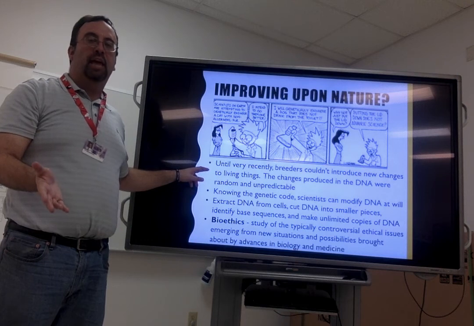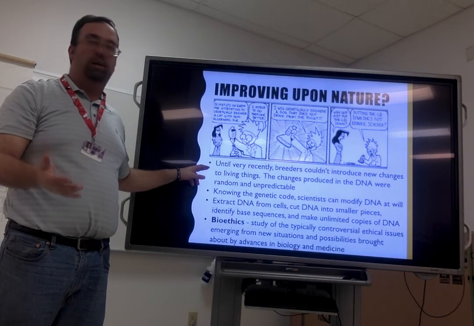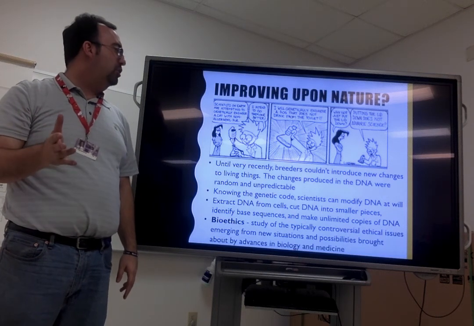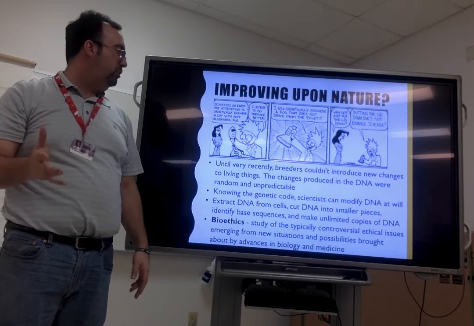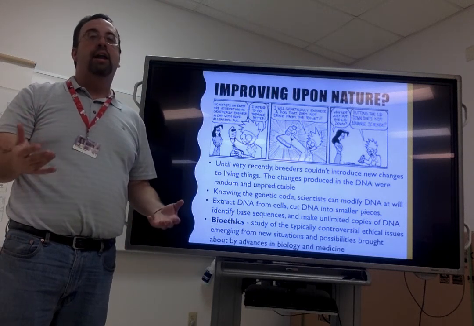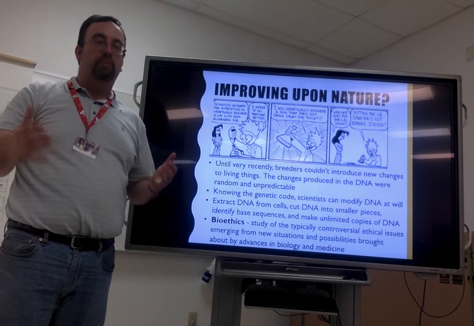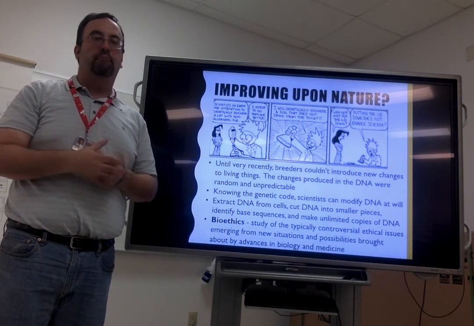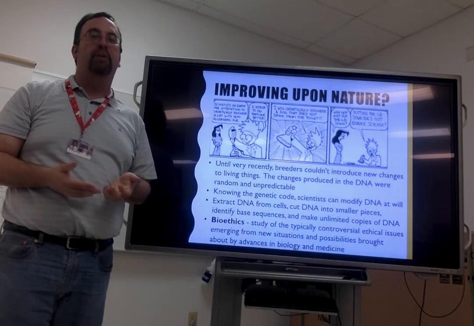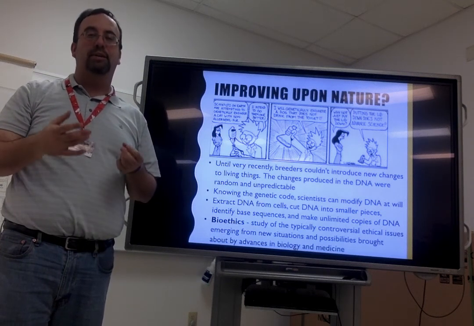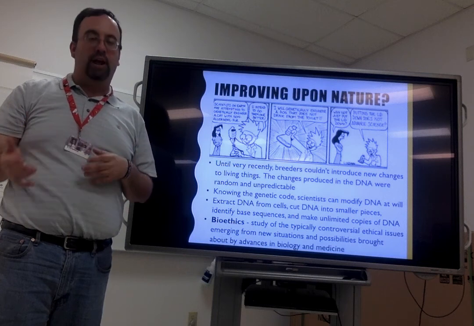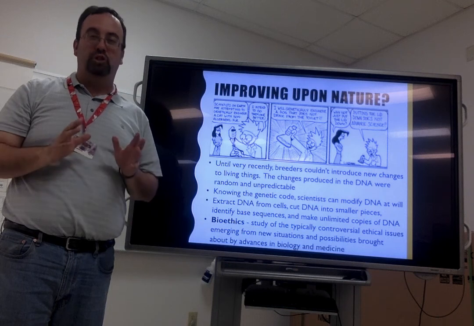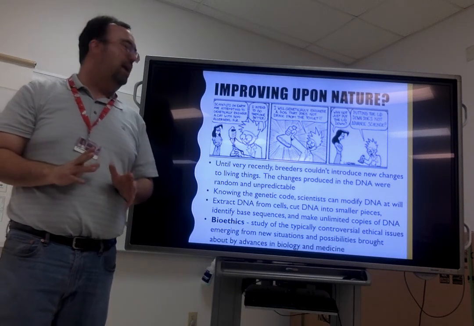Until very recently, and I'm going to say within the past 40 years, breeders couldn't introduce new changes to living things. The changes produced in the DNA were random and unpredictable. Basically, you would mate different plants, you would try to get different offspring, and hopefully if you got an offspring with a desirable trait, then you would try to mate that to another plant or another animal and try to create more of that. But it was very sporadic and very random, so there was no controlled way to do that.